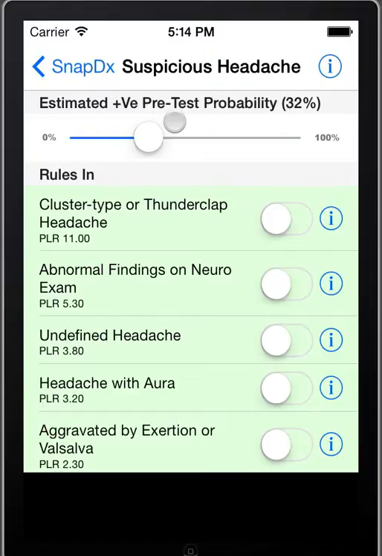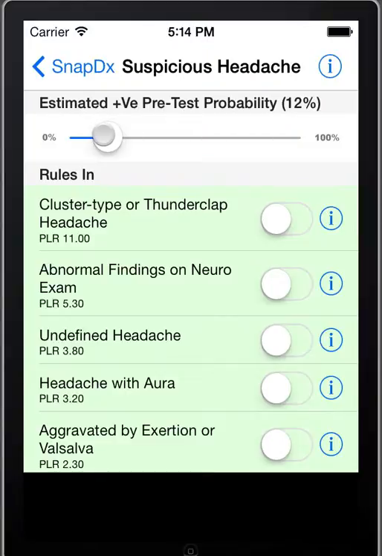Of course, that pretest probability is changeable. So for instance, if you have a patient who is older, over the age of 75, who's got a family history of neurological tumors, in that case, your pretest probability of the headache being suspicious is much higher, as opposed to somebody who's young with a known history of migraines, presenting to your clinic, in which case the pretest probability would be much lower.